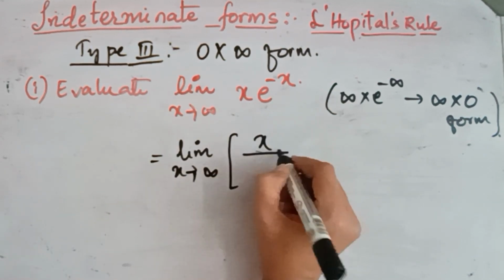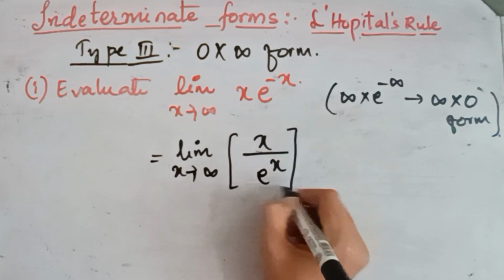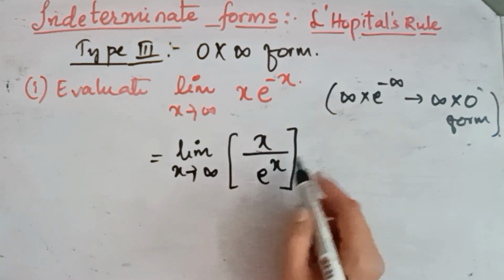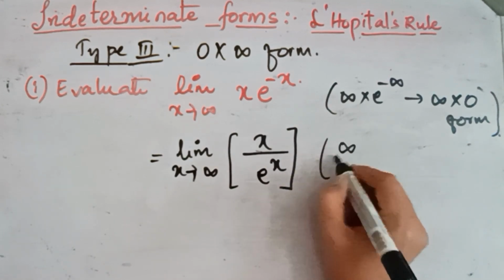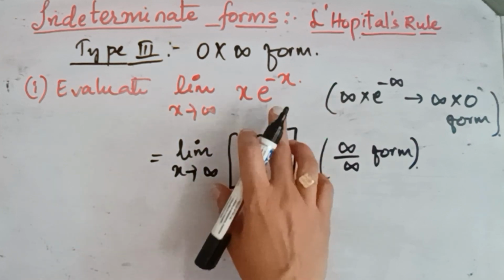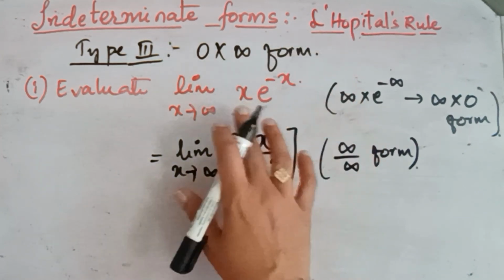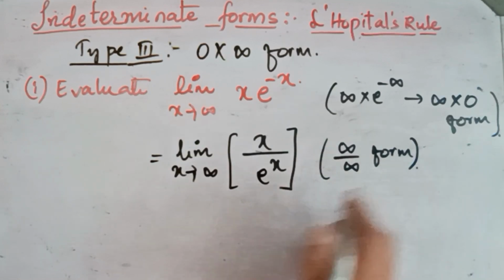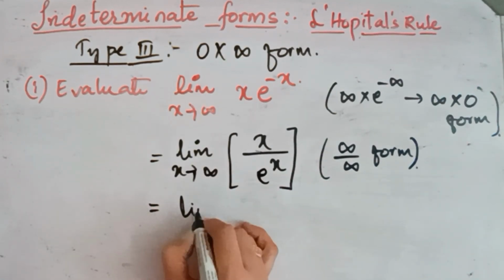x divided by e to the power x, so that when you apply the limit, you will get infinity by infinity form. So therefore, this is infinity by infinity form. Or else you can write it as e to the power minus x divided by 1 by x also. In that case, it becomes 0 by 0 form. Now apply L'Hopital's rule here.